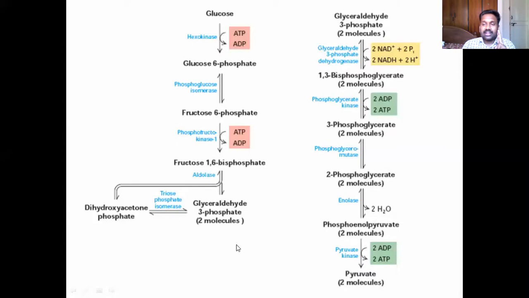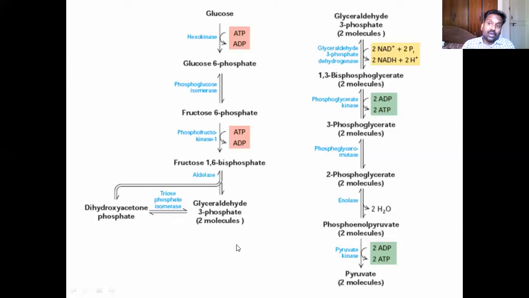So if the cells are of aerobic mode of respiration, the total yield of ATP from glycolysis is 2 from substrate level phosphorylation. Additionally, 6 from NADH oxidation. So totally 8 in the aerobic mode of respiration.